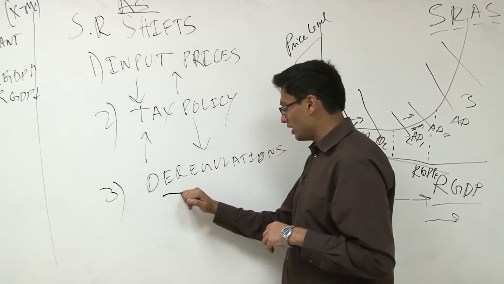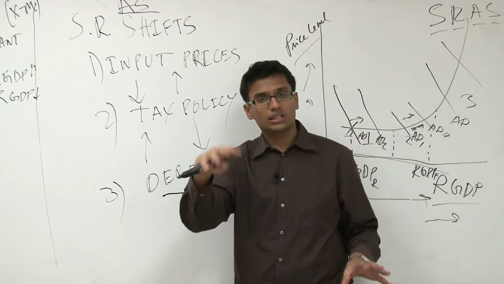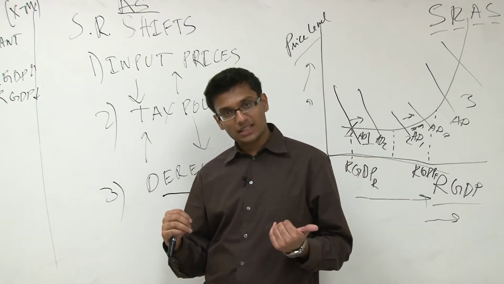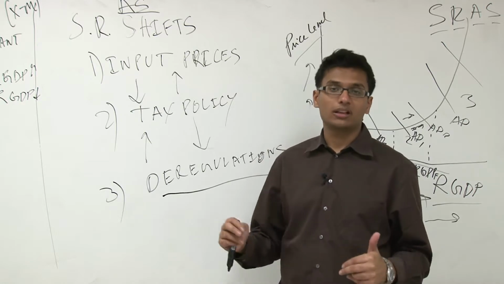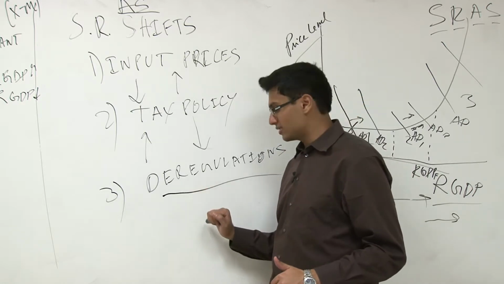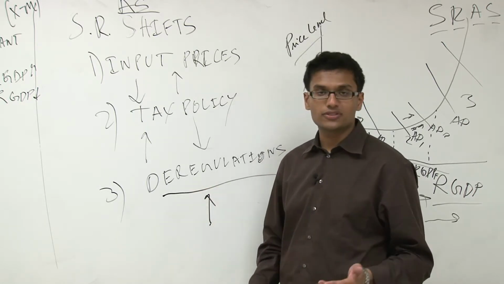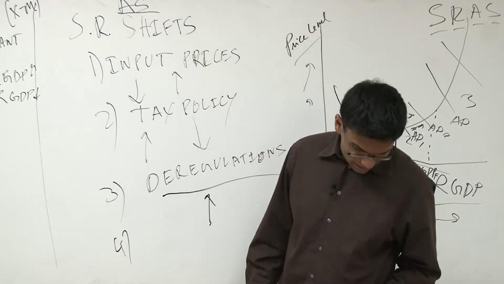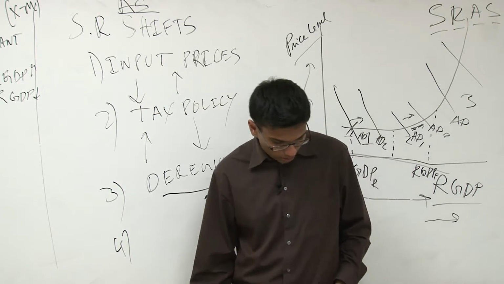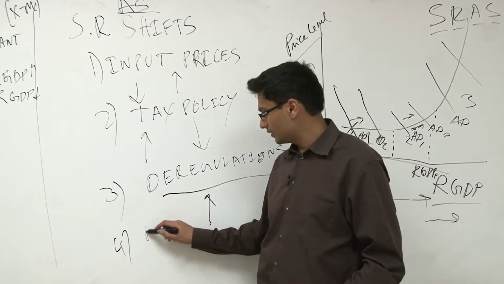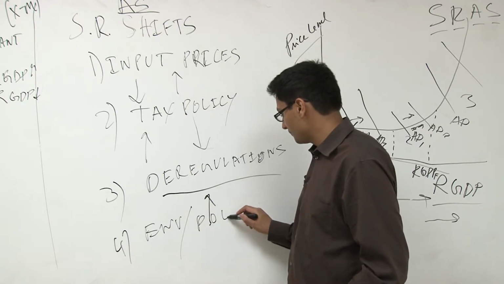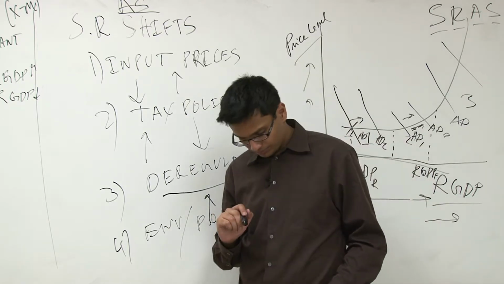But if there's deregulation, it says, hey, you know what? We're going to leave it up to you to do whatever you want to do. So we're going to, as a firm, make the most optimal way of making a Ferrari. So what deregulation does is it increases AS and it shifts to the right. Fourth, lastly, is environment and politics. Okay, so what do these two do?